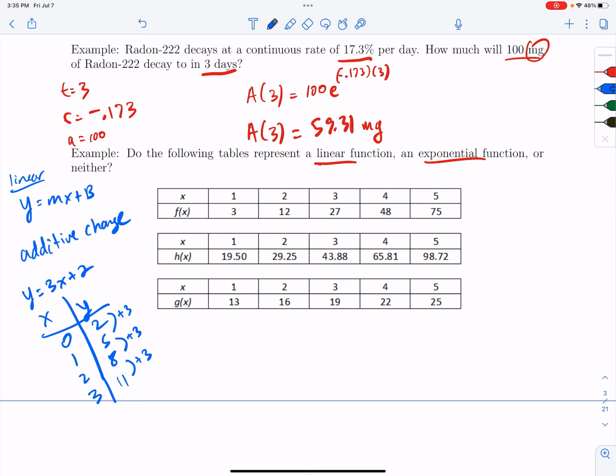So let's see if we have any of those. So in this first one, that is not linear because I'm adding 9 here, but then I add 15. So it's not the same type of change each step. So it's that first one. F of x is not linear.